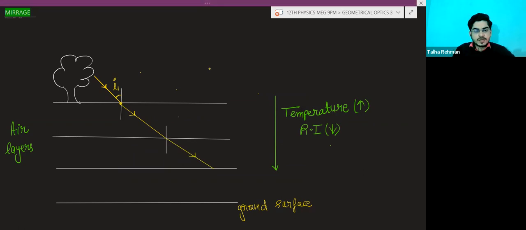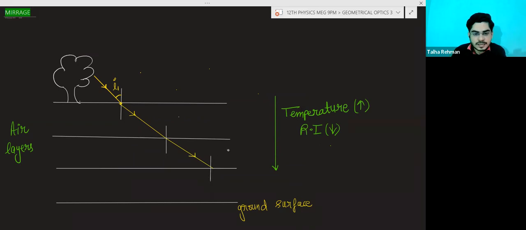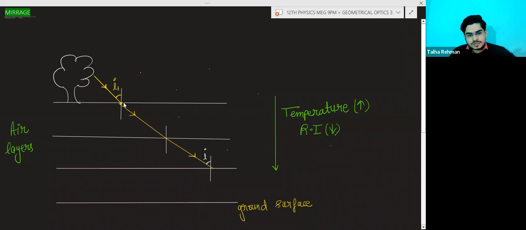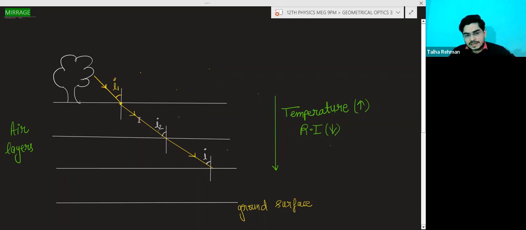Now, see. When you draw the normal at this layer, this is the normal, and suppose this angle is I. Here you can notice one thing: the angle of incidence increases. Suppose this is the angle of incidence I2. As the light ray is suffering bending, the angle of incidence increases. So this I1 increases to I2, and again I2 increases to I. There is a situation where this angle of incidence at this point becomes greater than the critical angle.